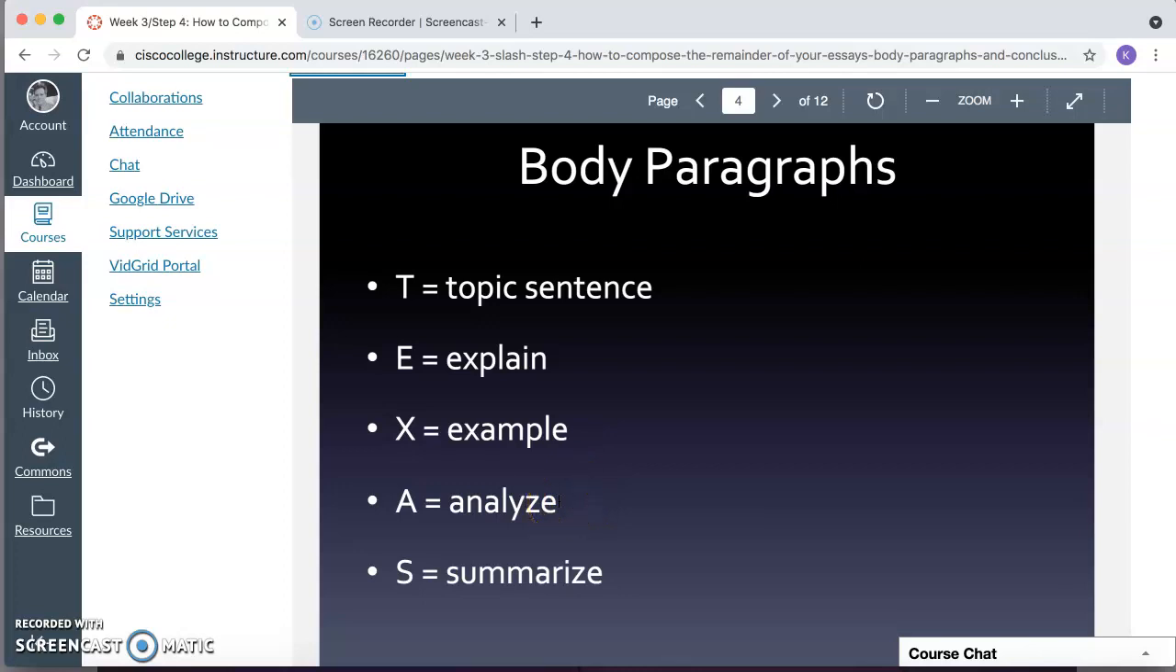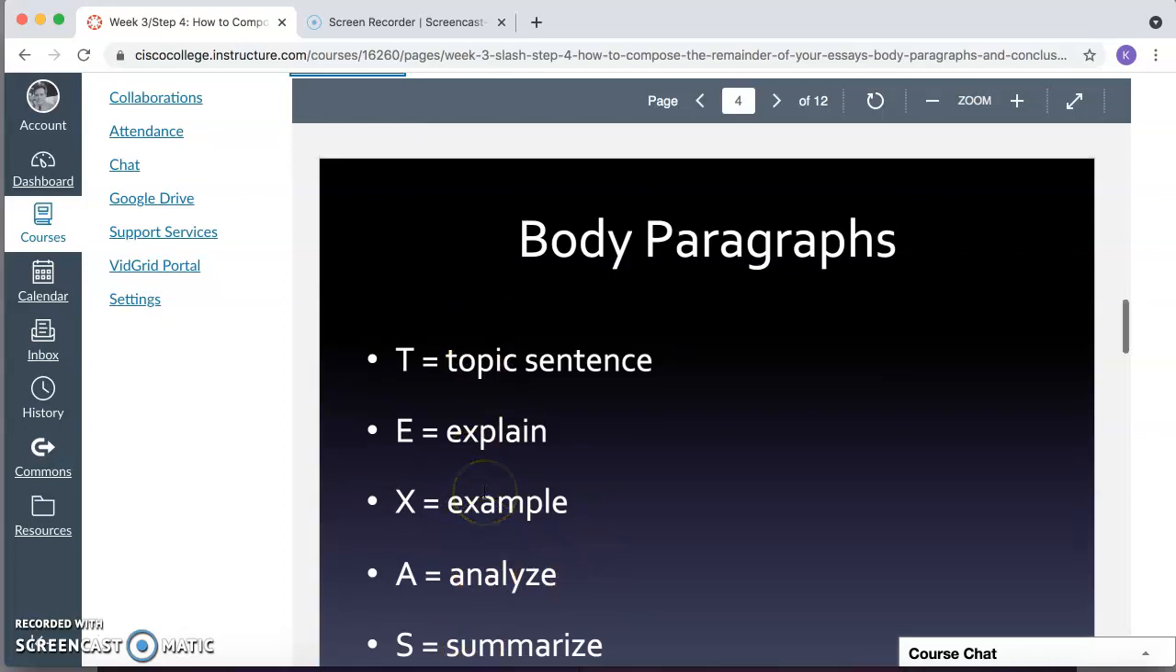Then you need to analyze, meaning break down, interpret for the reader what this example and what this topic means, and then summarize your paragraph before you move on to the next one. So if you're ever stuck writing your body paragraphs, remember Texas, this is how you approach it.